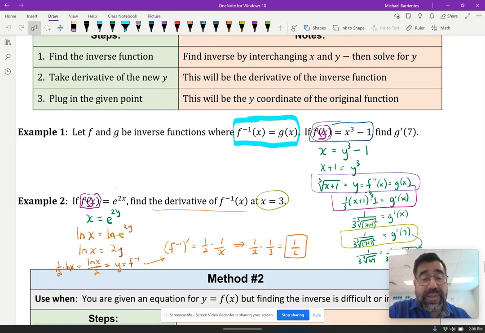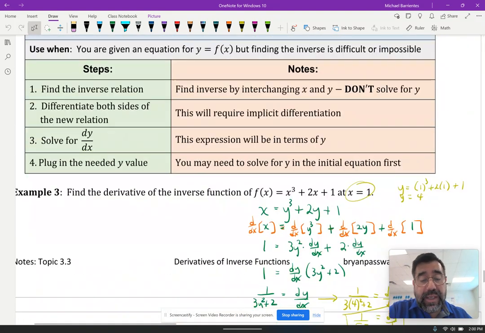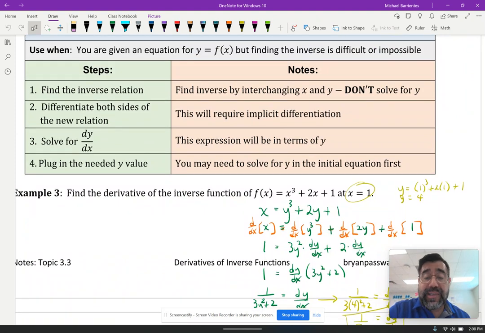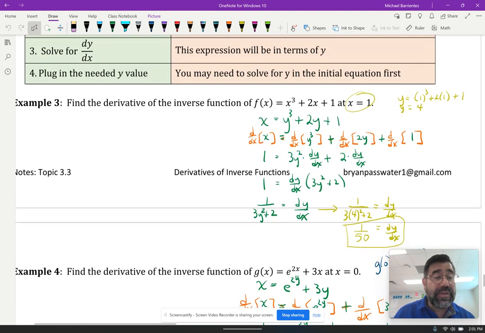Method number two said if you can't find the inverse function, at least start the process, switch the x and the y variables, and then take the derivative implicitly. And then depending on which value you needed, you're going to have to plug in that specific value to figure out the answer. And that's what we did in examples 3 and 4.